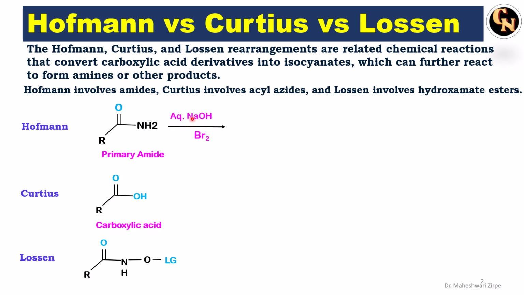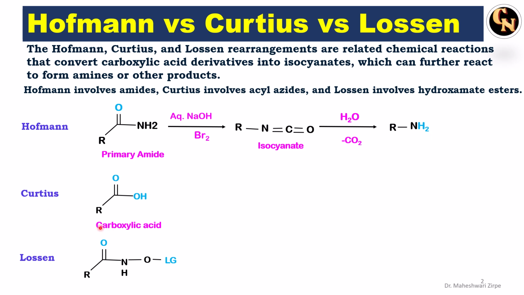Hofmann rearrangement: aqueous NaOH or KOH we take in the presence of bromine, and the rearrangement will take place. The R group will rearrange itself to give isocyanate. This R group rearranges itself to the nitrogen, as you can see here. I have already told this in my previous videos in detail. There is an elimination of carbon dioxide gas and the isocyanate gets converted into primary amine, that is RNH2.